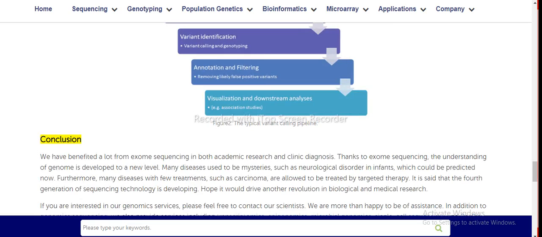Conclusion. We have benefited a lot from exome sequencing in both academic research and clinical diagnosis. Thanks to exome sequencing, the understanding of the genome has developed to a new level. Many diseases used to be mysteries, such as neurological disorders in infants, which can be predicted now. Furthermore, many diseases with few treatments, such as carcinoma, can be treated by targeted therapy. It is said that the fourth generation of sequencing technology is developing. Hopefully it will drive another revolution in biological and medical research.